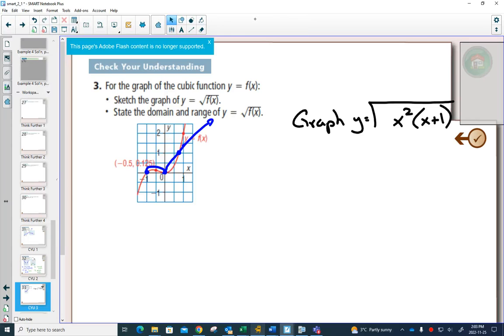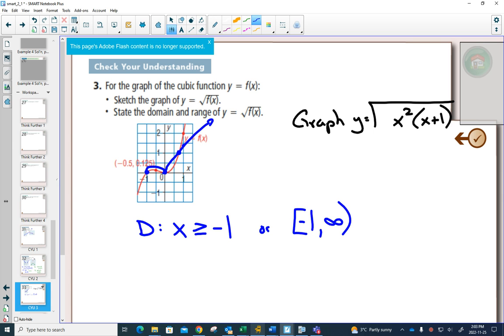And does it ask for domain and range? Of course. Domain, what are our x values? And you see that it includes everything bigger than or equal to -1. Here's interval range. And your range, the y values are bigger than or equal to 0.